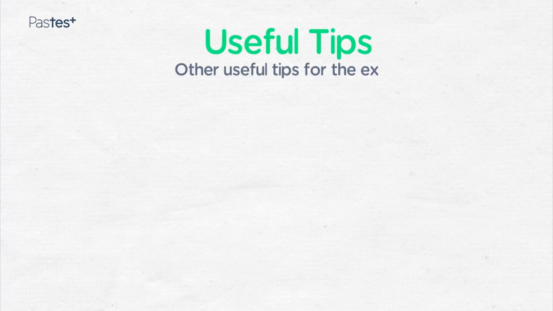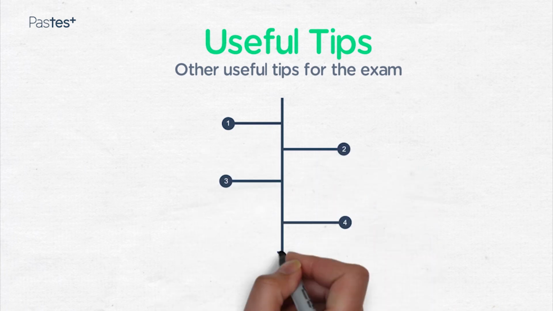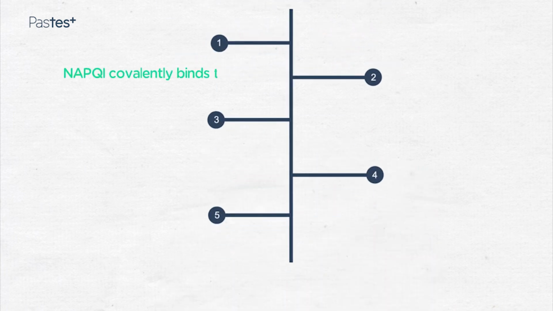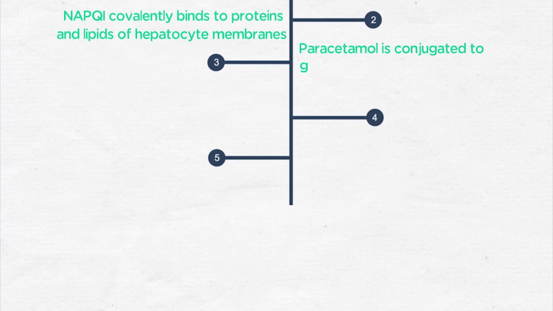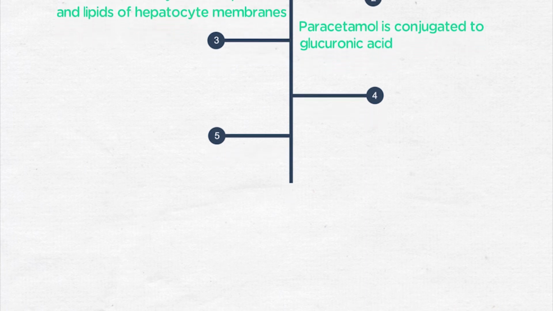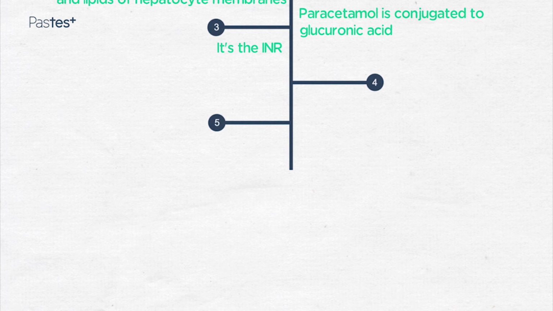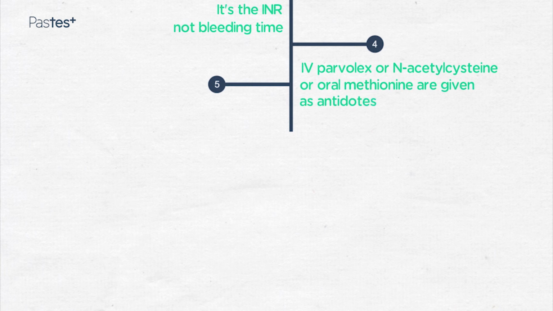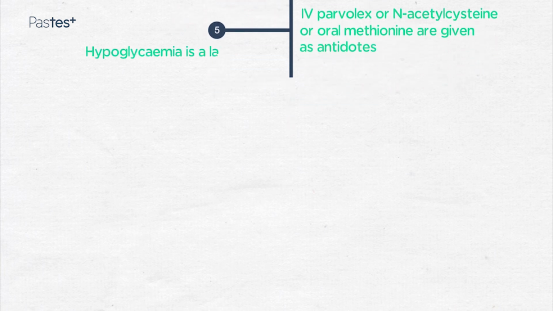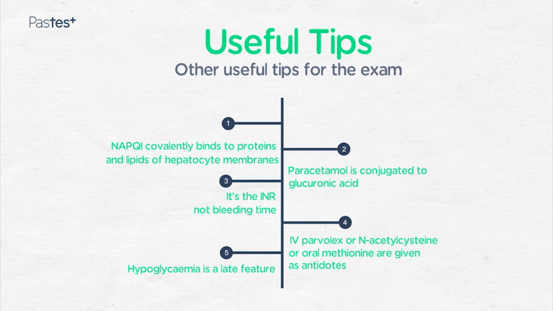Other useful tips for the exams and paracetamol metabolism: remembering that NAPQI binds to proteins and lipids of the hepatocytes and causes problems. Remember that paracetamol is conjugated to glucuronic acid. Remember, it's the prothrombin time, or the INR, not the bleeding time, that we use to monitor paracetamol toxicity. Remember that IV Parvolex or N-acetylcysteine or oral methionine are given as antidotes. Remember that hypoglycemia is a late feature of paracetamol toxicity.